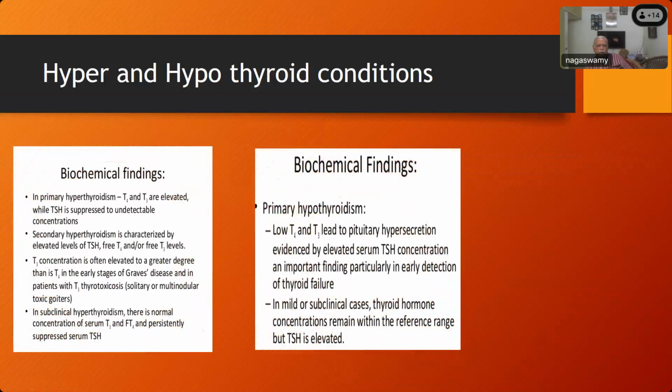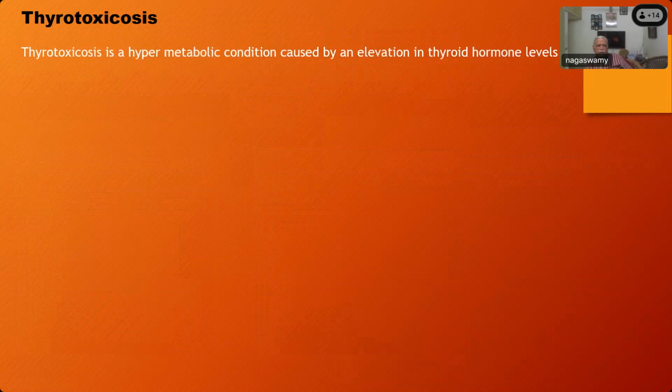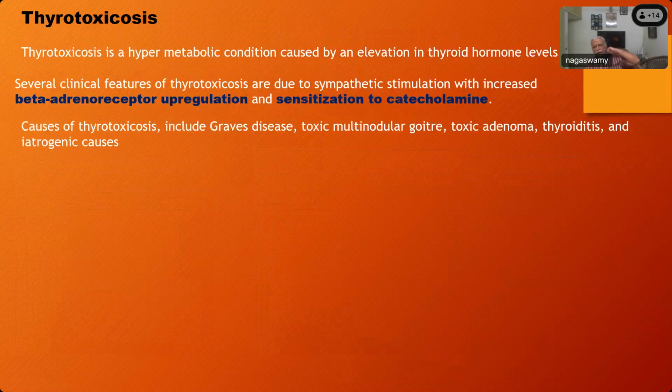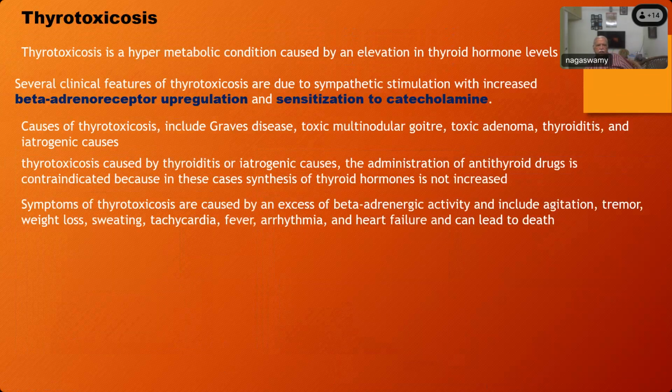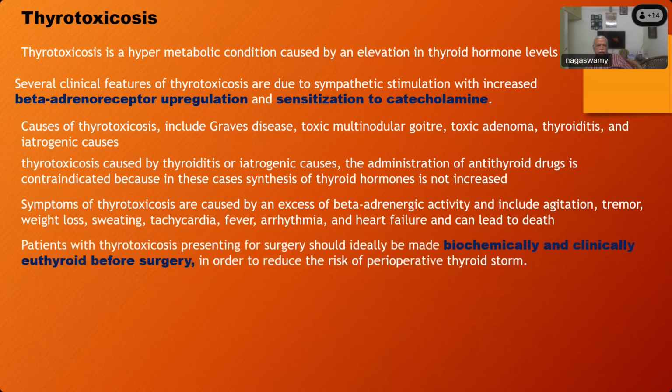Biochemical findings in primary, of course, we all know about it. Thyrotoxicosis, it causes beta-adrenergic upregulation and sensitization to catecholamines. And there are the various conditions like Graves' disease, toxic multinodular goiter, adenoma, and thyrotoxicosis can also be caused by thyroiditis. Usually, hypothyroidism will be there in Hashimoto's, but hyper also can happen. And patients with thyrotoxicosis should be made biochemically and clinically euthyroid before any elective procedure.